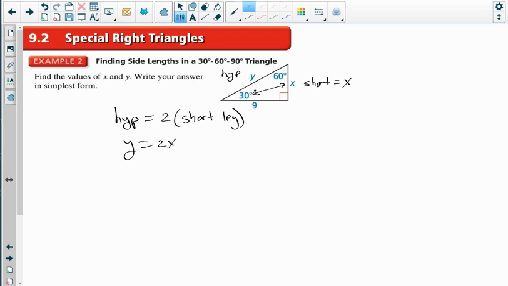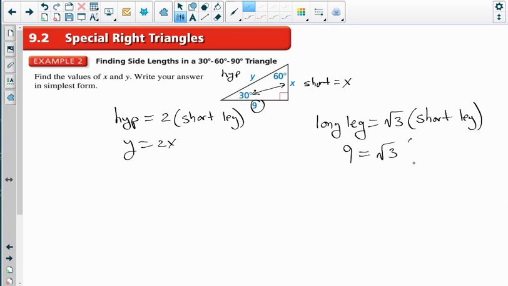That's two variables. I can't solve it, so let's set up the other equation. And the other equation with 30, 60, 90 says that the long leg is equal to the square root of 3 times the short leg. So we see that 9 is the long leg. It's opposite the 60-degree angle. We'll plug in 9 for the long leg. √3 times the short leg. We said the short leg is x. Now we have an equation with one variable. We can solve this. So we will divide both sides by √3.